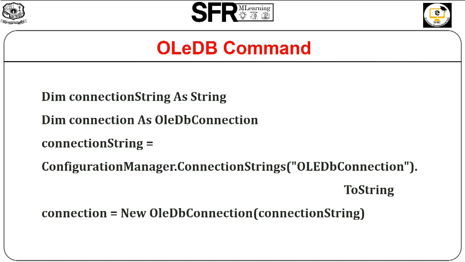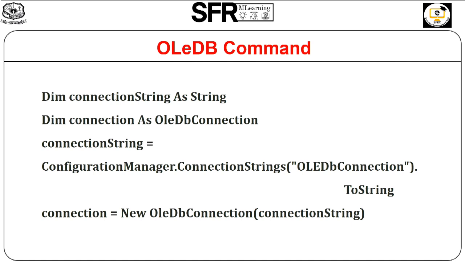connectionString is equal to ConfigurationManager.ConnectionStrings. Within the parentheses we have to specify the argument, OleDbConnection.ToString. So the OLEDB connection is the argument we are going to pass through ConfigurationManager to connect the string. What are we going to connect? Our ASP.NET application and the database. That will be connected with the parameter OleDbConnection. Now we have passed the argument, and now we are going to create a connection.